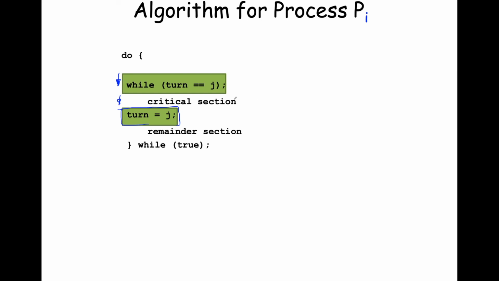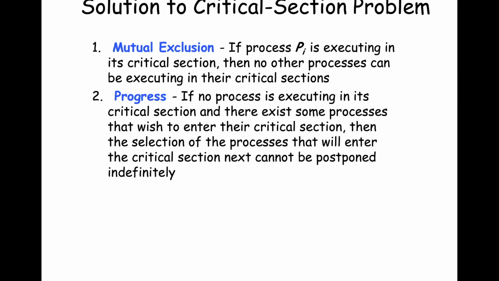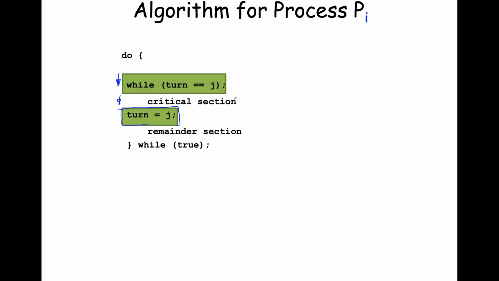Okay, and so the solution to the critical section has to have three main features. One of them is called mutual exclusion. What this means is that if a certain process, the i-th process, is executing in its critical section, then no other process can do that. And in the case of this example before, the i-th process can't get past this barrier until turn is equal to i.